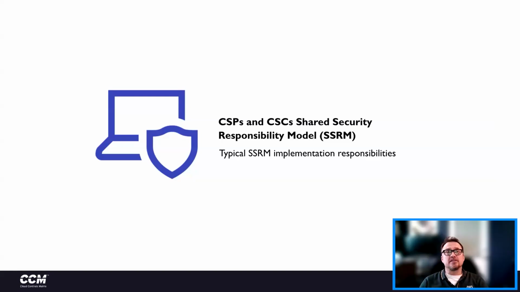Jason? Yeah. So we've alluded to the shared security responsibility model and who's supposed to be doing what, and we've talked about these joint ones and independent ones. So we're going to jump in, 3, 2, 1, and jump into that. I'm going to start that slide again.